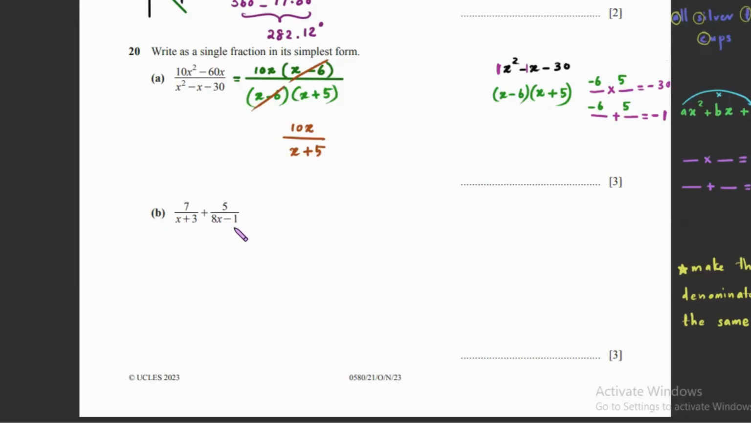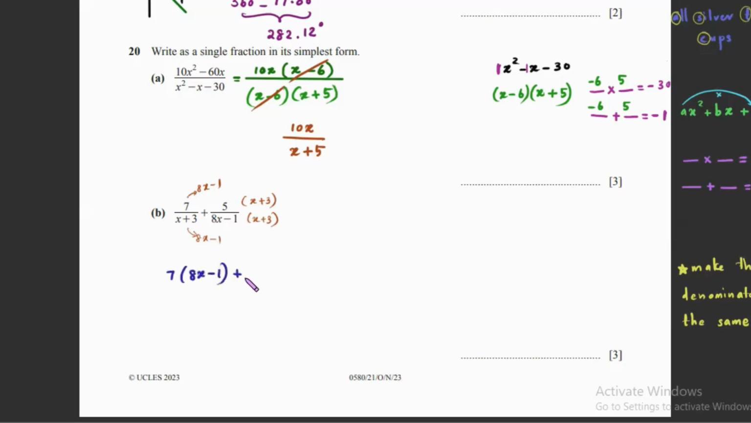We need to add these two fractions. For us to add these two fractions, it's important that the denominators are the same. Here, there are two different denominators, so we need to make them the same. I'm going to multiply this x plus 3 with this 8x minus 1, and I need to do the same thing to its numerator as well. The next one is 8x minus 1, which I need to multiply by x plus 3, and I need to do the same thing to its numerator, multiplying this 5 by x plus 3.